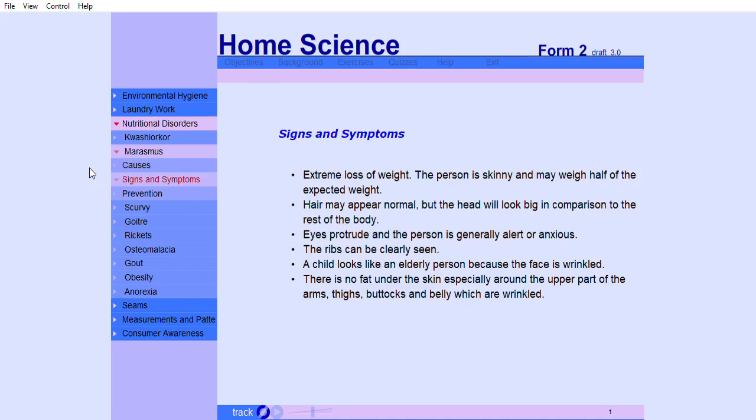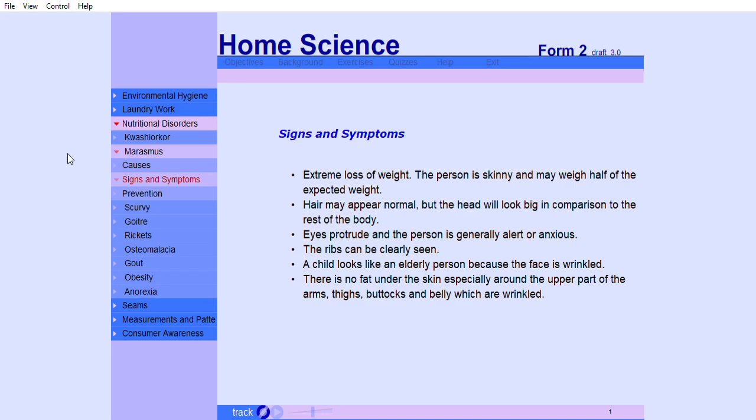Extreme loss of weight. The person is skinny and may weigh half of the expected weight. Hair may appear normal, but the head will look big in comparison to the rest of the body. Eyes protrude and the person is generally alert or anxious. The ribs can be clearly seen. A child looks like an elderly person because the face is wrinkled.